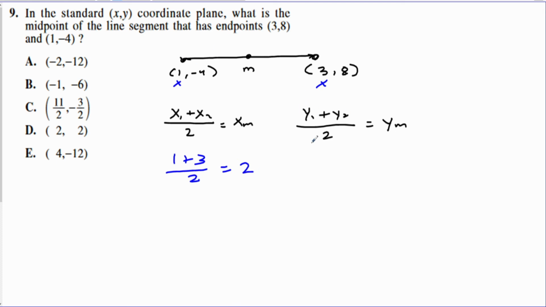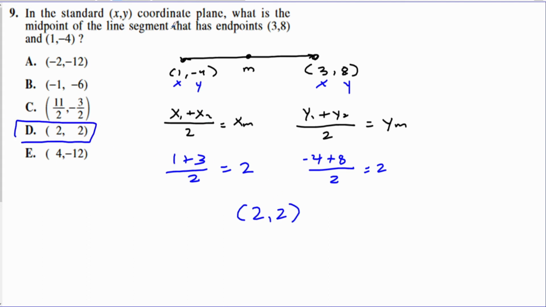If I do the same thing with the y's, I'm going to say -4 is a y. This is a y, right? And then 8 is also a y. So -4 plus 8 divided by 2. Well, that's 4 on the top divided by 2 is 2. So it looks like the point 2, 2 is the midpoint. There we go. We got our answer, okay?